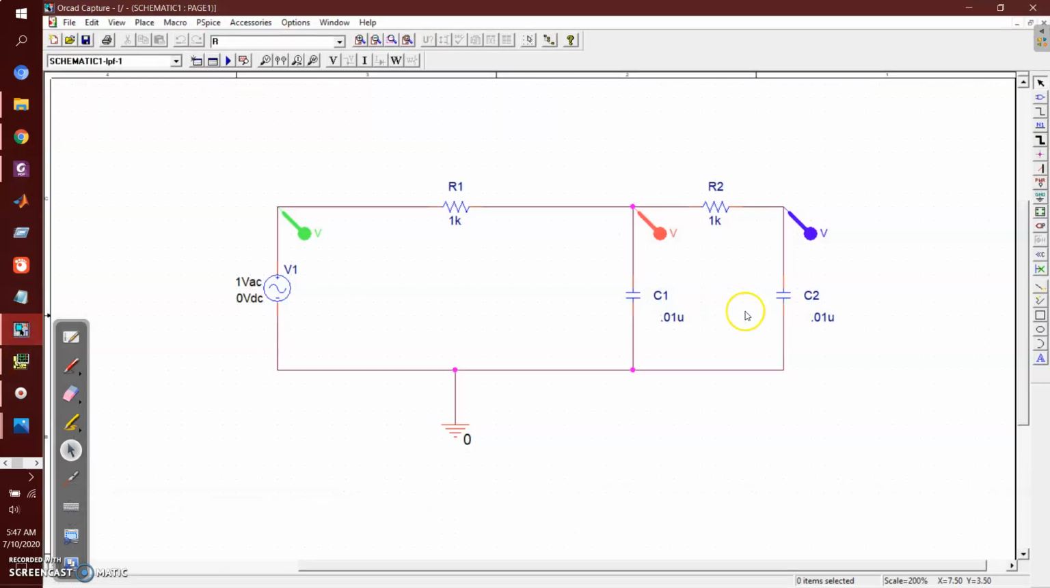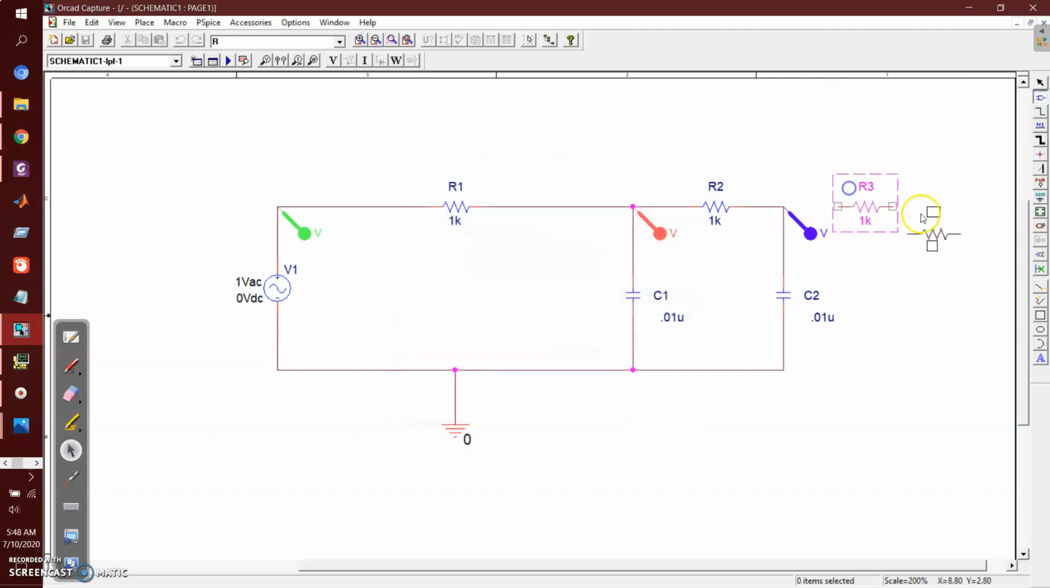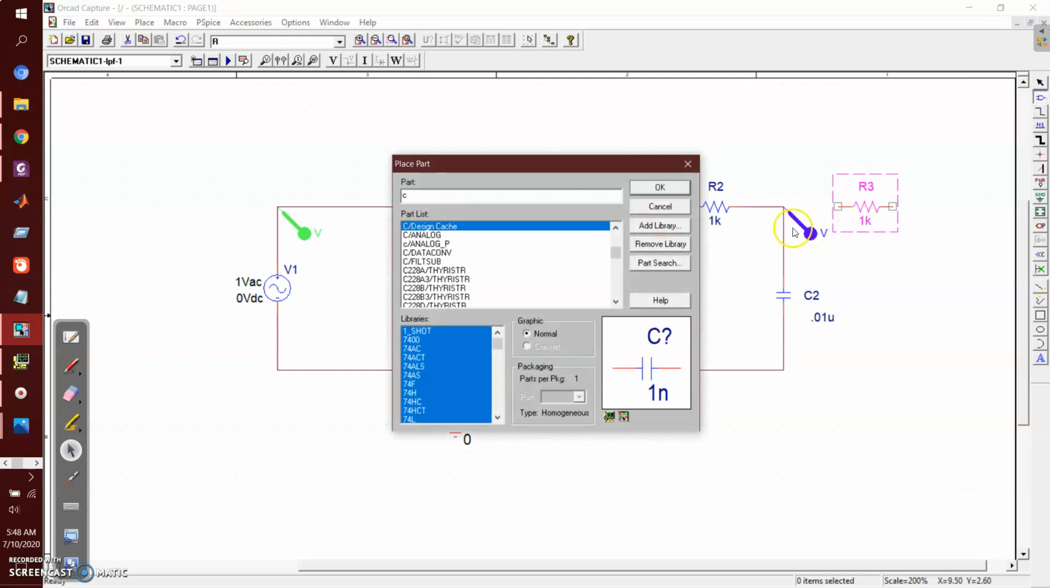Now if we add another branch this way, let's see what we get. I place another resistor and another capacitor.